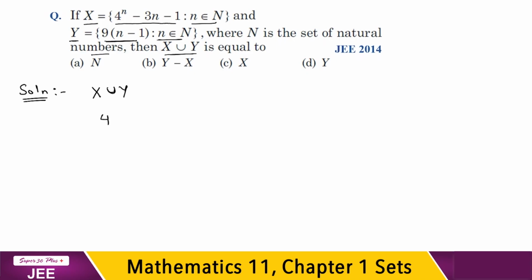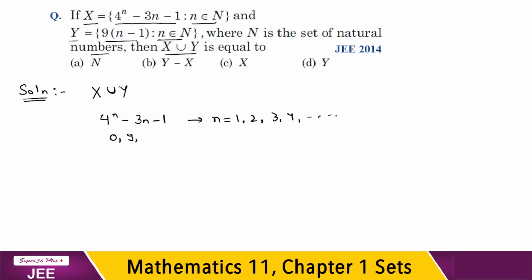So in set x, we have been given 4 raised to the power n minus 3n minus 1. So when we substitute the values of n as 1, 2, 3, 4 and so on, that is the natural values of n, for n equals 1, we get 4 minus 3 minus 1, which is 0. For n equals 2, we get 16 minus 6 minus 1, which is 9.